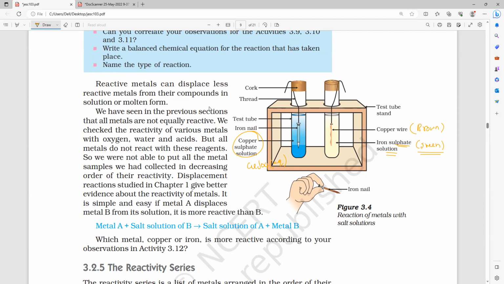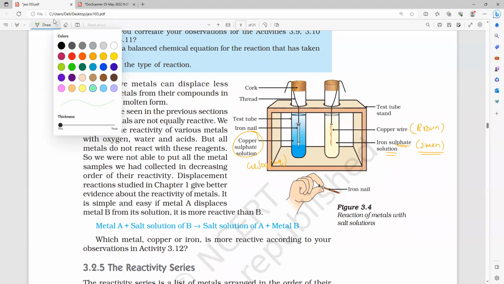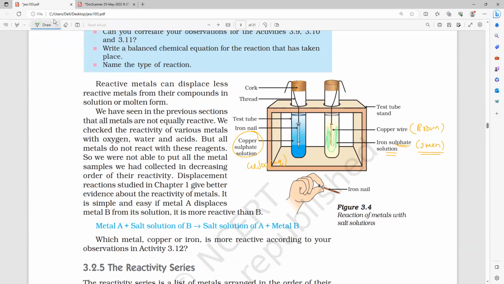Everybody, pale green, iron sulfate solution color. Light green, okay. So please, light green or green; they are mismatching the colors. So please make it. What color is this, everybody? Green color. If you leave the nail for 20 minutes, they are mentioning.